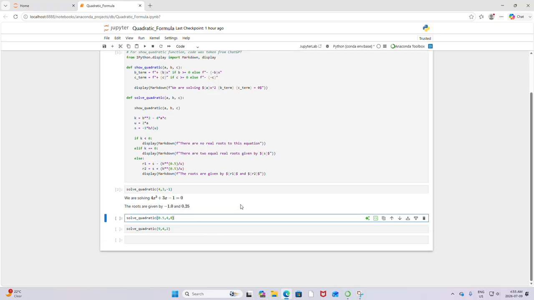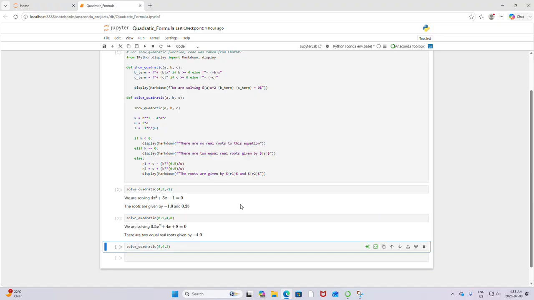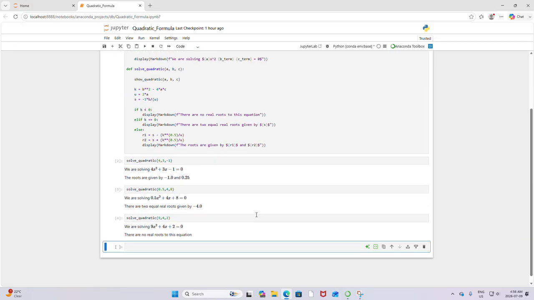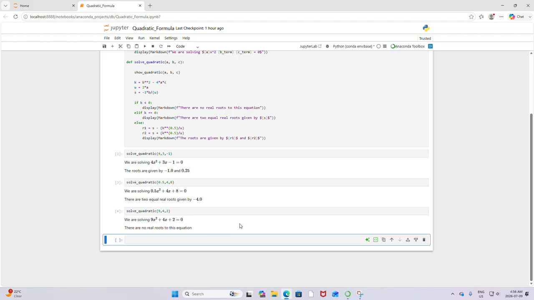I think I have a couple more cases here, 0.5, 4, and 8. So if we run that, we are solving 0.5x squared plus 4x plus 8 is equal to 0. And in that case, there are two real roots given by minus 4. And then finally, I have one more case here. If we have the a as 9, the b as 4, and the c as 2, what we'll get in that case is that there are no real roots because the b squared minus 4ac is going to be negative.